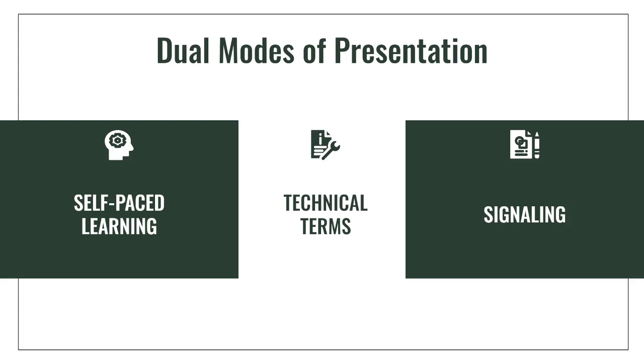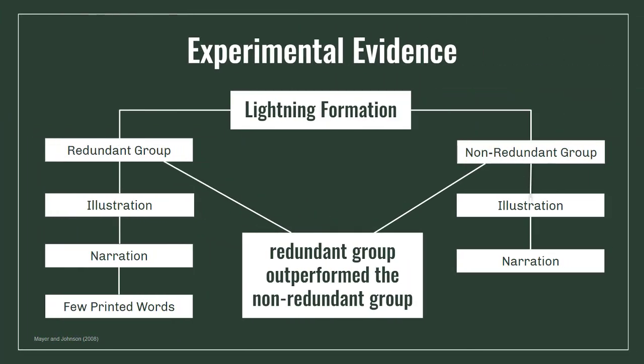Now we are going to explore an example showing the experimental evidence for including redundant on-screen text. In 2008, Mayer and Johnson compared the learning outcomes of students who learned about lightning formation from an online slide presentation with illustrations and narration, the non-redundant group, or the same lesson with each slide containing a few printed words placed next to the corresponding part of the illustration, the redundant group. The redundant group significantly outperformed the non-redundant group on retention and performed no worse on transfer.